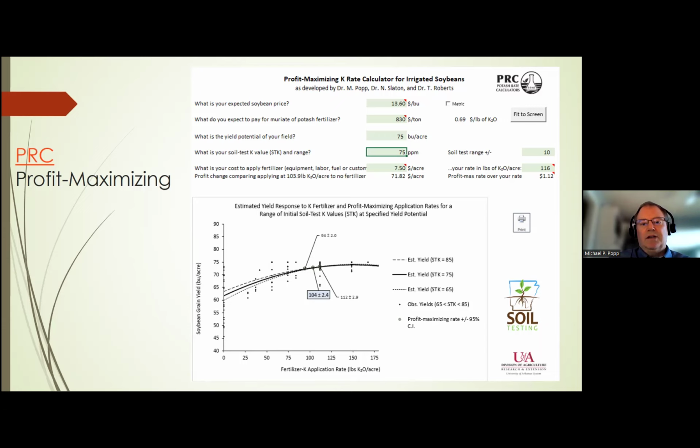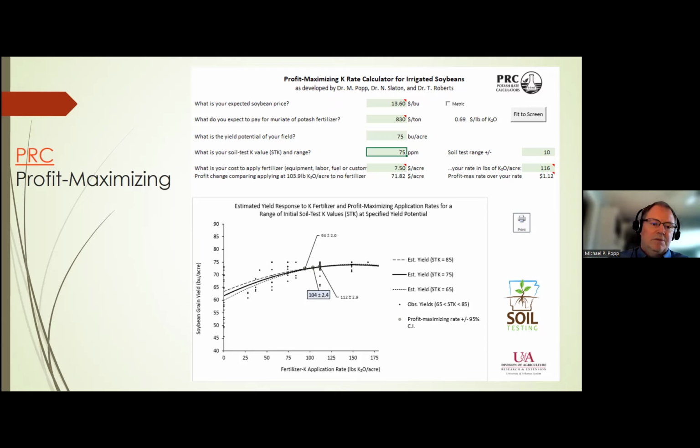recommendation is 116. It does not take soybean price or fertilizer cost into consideration. So compared to the profit maximizing rate at that soybean price and potash cost, you're looking at making $1.12 more compared to the VRT recommendation, which is different from those categorical current extension rate recommendations I talked about a minute ago. So how do you determine the profit maximizing fertilizer rate?